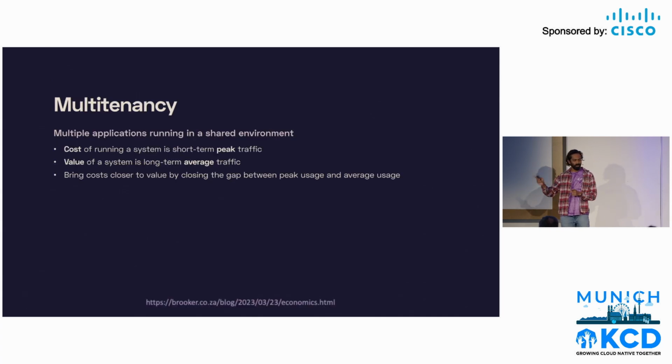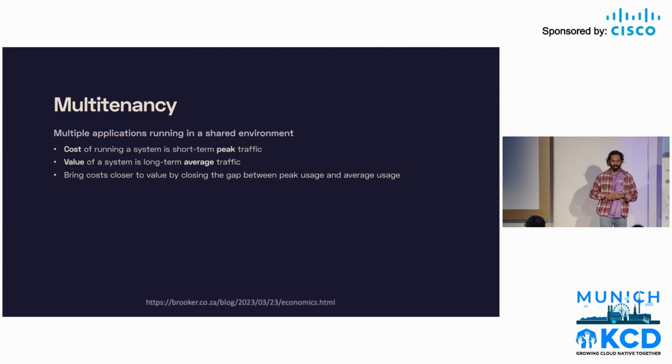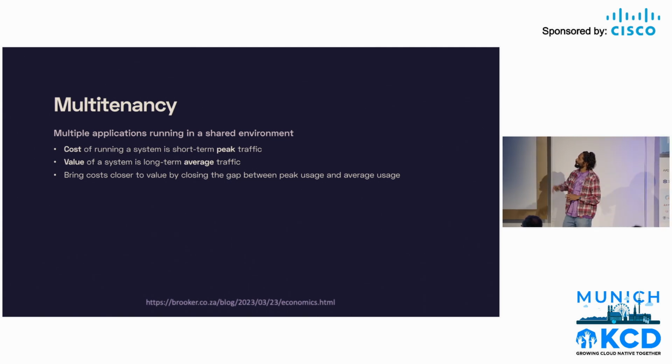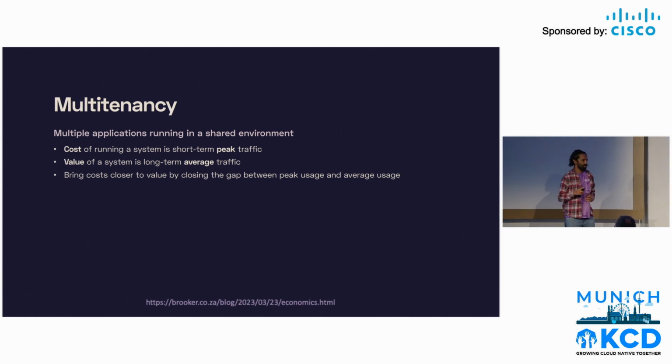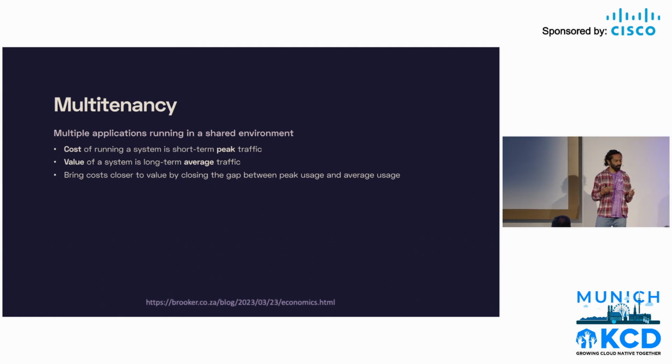If you read the original paper written by Mark Brooker, who was on the original EC2 team, it's a very interesting paper about the economics of multi-tenancy. Again, there is one thing that is slightly counterintuitive, which is super interesting: the cost of running a system is the short-term peak traffic, the peaks of your workloads. But the value of the system is the long-term average traffic that it actually gets.